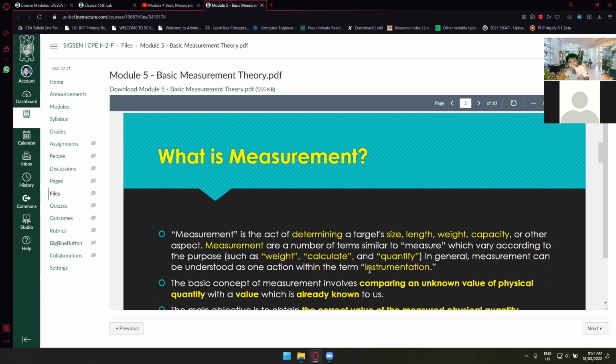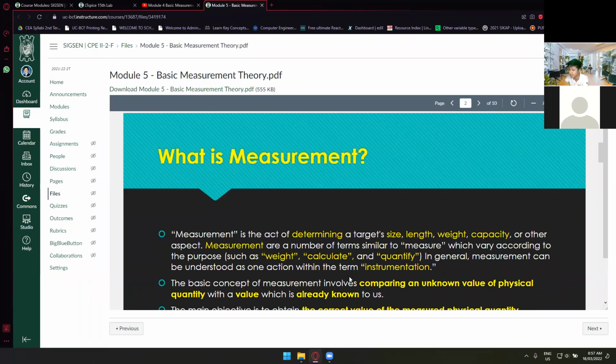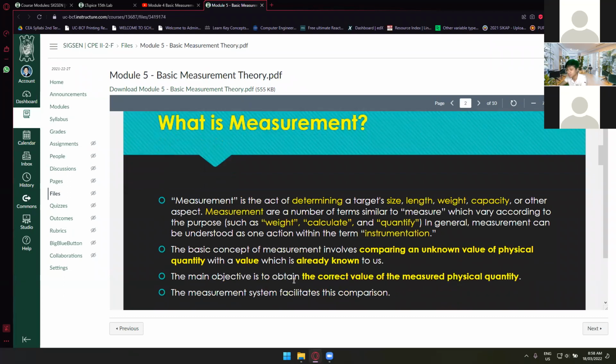Even our hands, maybe our senses, that's also part of an instrument, or you could say that it's also an instrument. Not just a tool or equipment or anything that is physical. The basic concept of measurement involves comparing an unknown value of a physical quantity. So take note, it could be a physical quantity, or it could also be a non-physical quantity. I just want to emphasize that it could be a physical or a non-physical quantity, with a value which is already known to us.